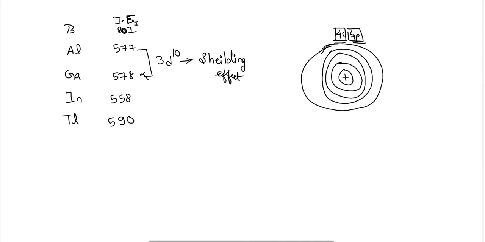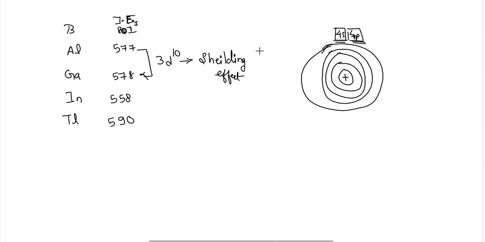Okay, and hence due to this reason, what will happen? The energy which will be required here to remove the electron from the p shell or the s shell will become larger in comparison to that of the previous element. So here we will see that there will be a slight increase in the ionization enthalpy when we are moving down from aluminium to gallium here.